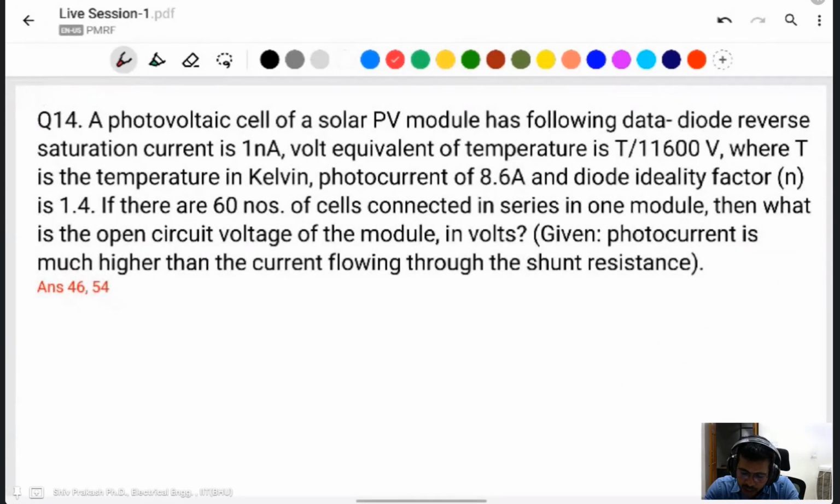A photovoltaic cell of a solar PV module has the following data. The diode reverse saturation current I naught is given as 1 nanoampere, written as 1 into 10 to the power minus 9 ampere. Okay.